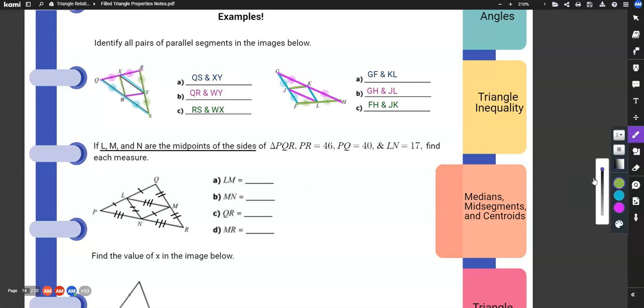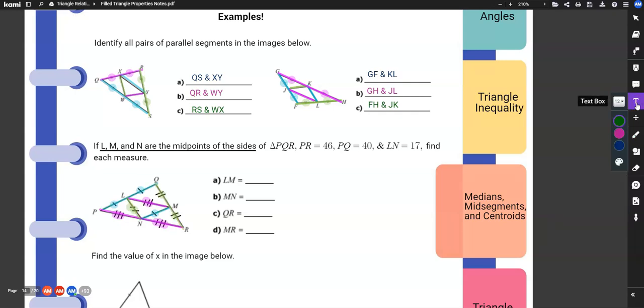Then I'm going to go ahead and color code the sides. I put in those tick marks. I'm going to highlight them. Notice I'm doing all of the tick marks. And then I'm going to highlight the sides as well in a different color.